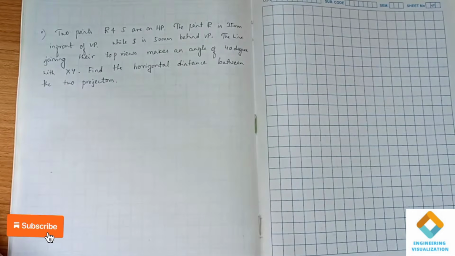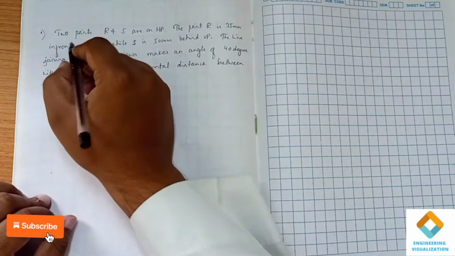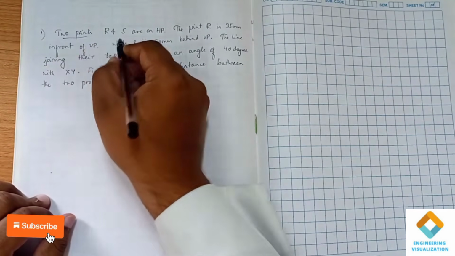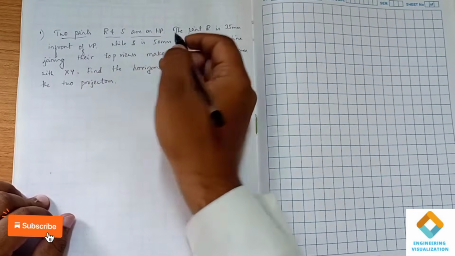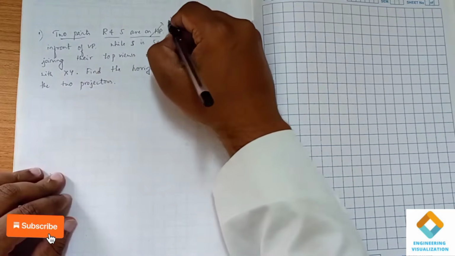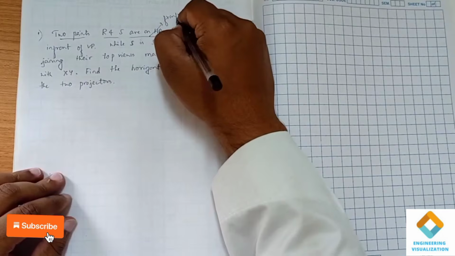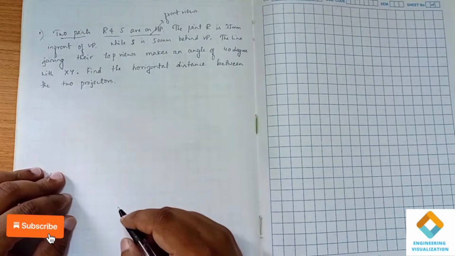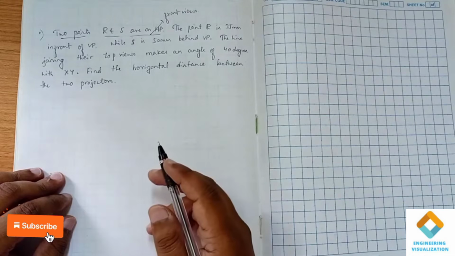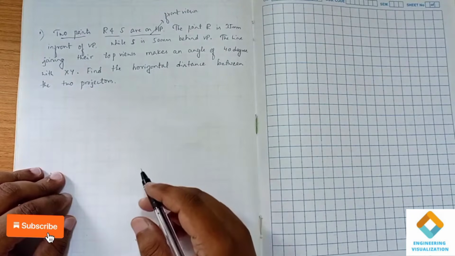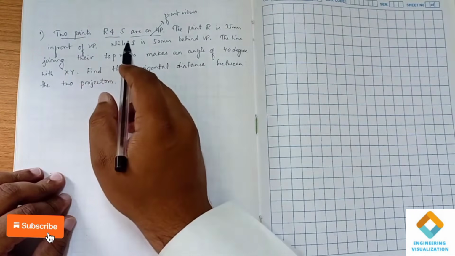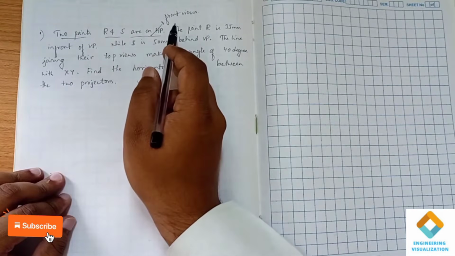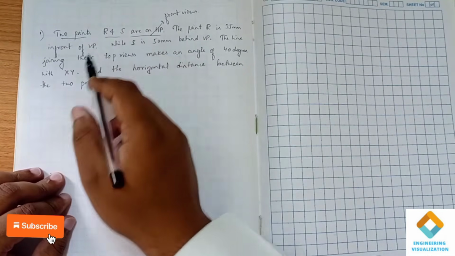Let us see different types of problems on points. Now you see two points R and S are on HP. R on HP means we know that these are front views. Front views on HP means these front views will be on the XY line.